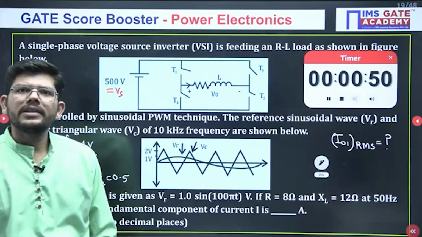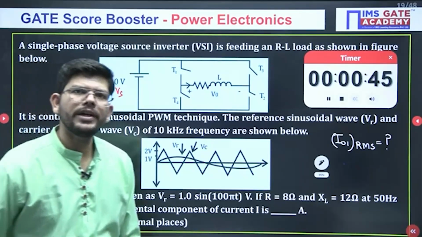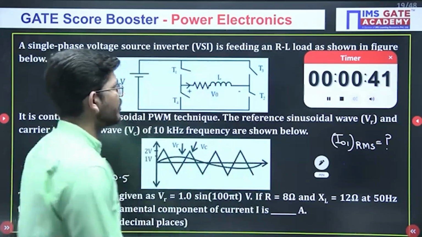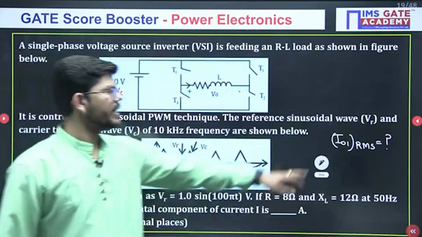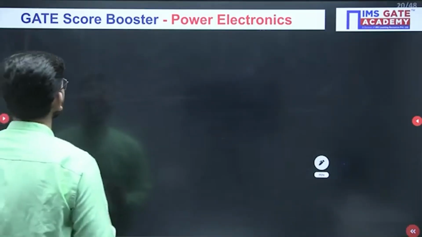Aryan is getting an answer 17.33. Nilmesh is getting 12.25. Well, Nilmesh, your answer is correct. Okay, your answer is absolutely correct. What we have to find here is fundamental RMS current. Okay, how to approach this question?